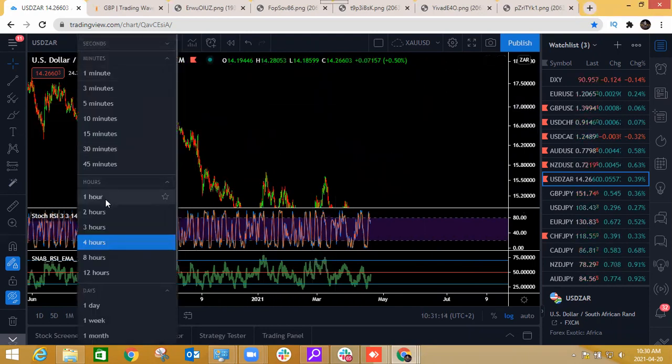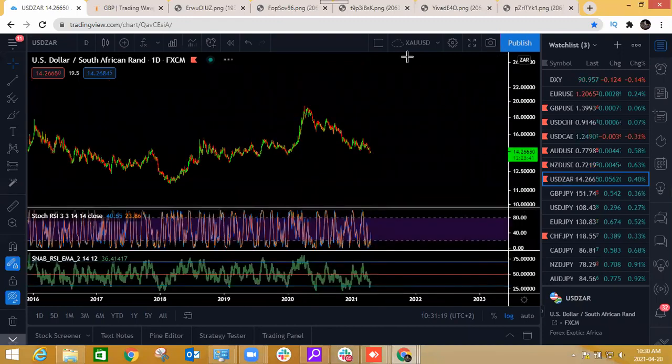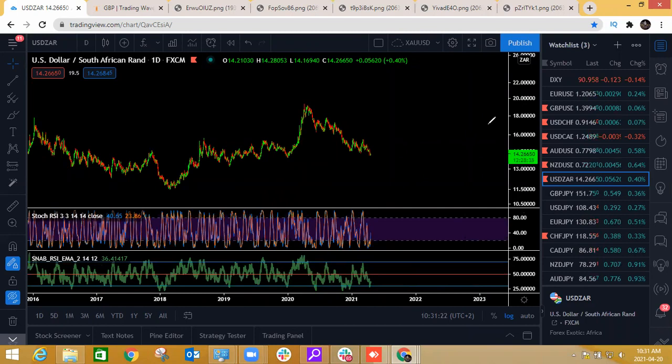Let's go daily. At least back here. So we're looking for US dollar ZAR to at least take us back, even if it's at the 50% of this. But we're still coming down here.